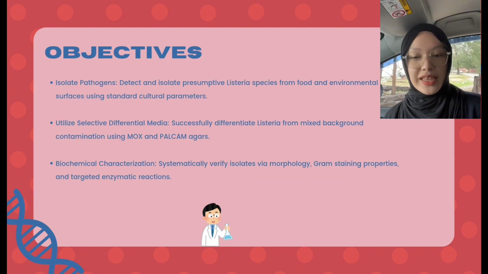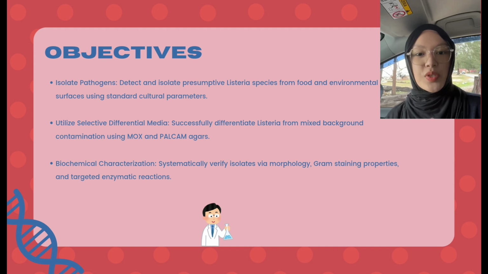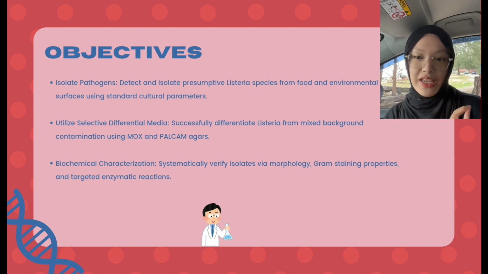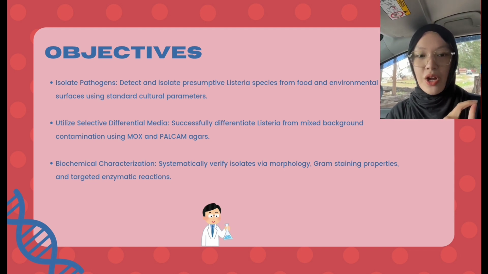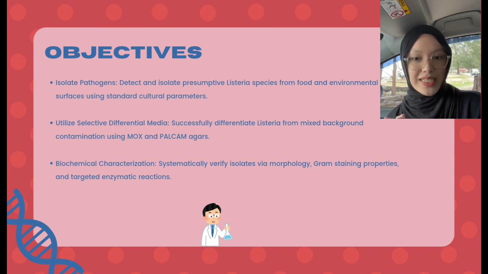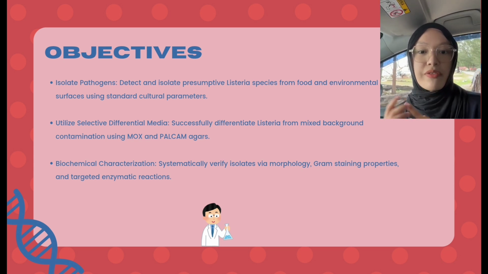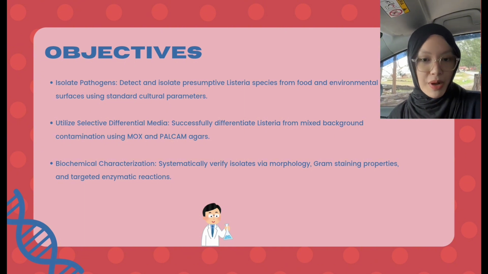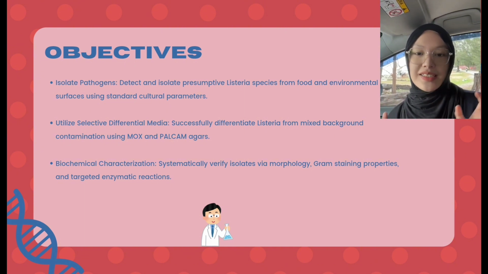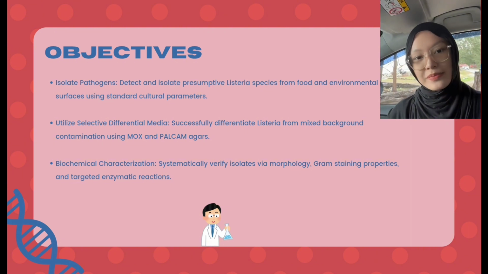The specific objectives of this laboratory exercise were threefold. First, to safely isolate presumptive Listeria species from food and environmental samples using a modified, simplified USDA protocol. Second, to differentiate Listeria from common background contaminants using selective differential media including Fraser broth, modified Oxford, and PALCAM agars. And third, to characterize our isolated colonies systematically using morphological examinations, gram staining, and classic biochemical tests like catalase and hemolysis profiling.